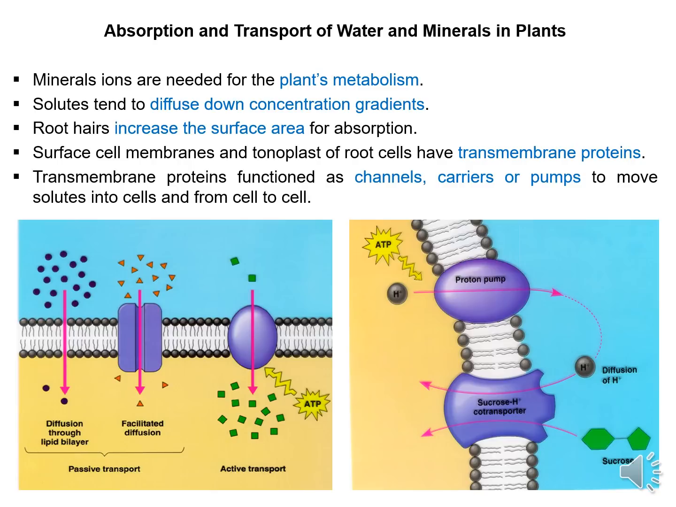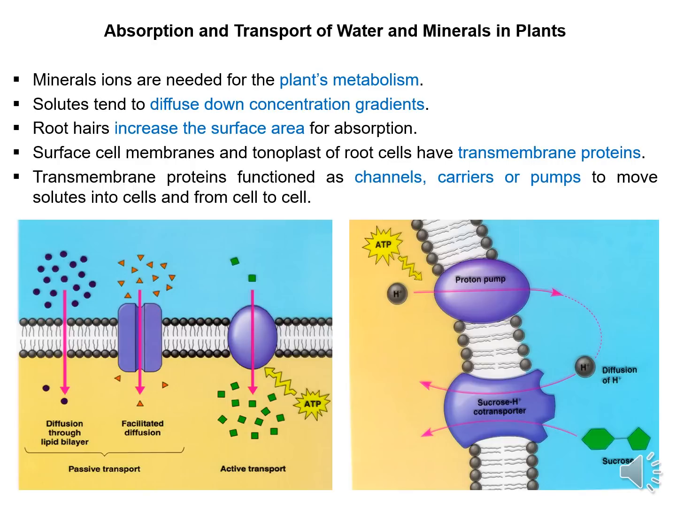Root hairs increase the surface area for absorption. As I mentioned before, root hair functions to increase the surface area for absorption. Almost 95% of water as well as dissolved mineral ions will be absorbed through root hair, and the remaining 5% or less is absorbed through the other parts of the plant.